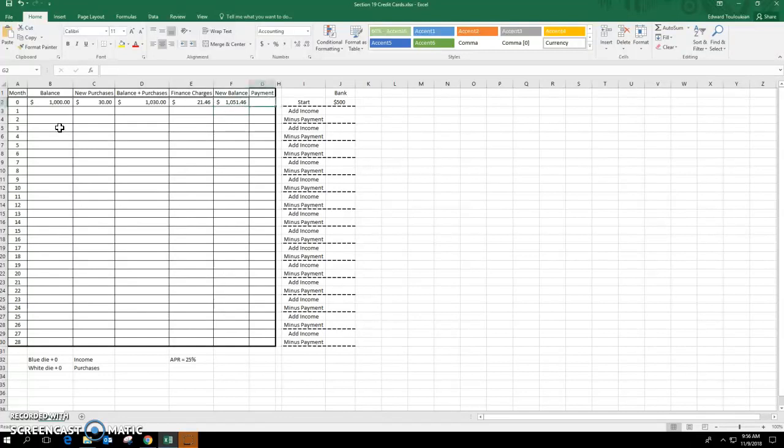They have to decide what they want to pay. They can't pay the whole thing because they only have $500. So maybe they decide to pay $200, and then that's going to make their balance the next month this amount minus that amount. Now at the same time, we have them earn some income.